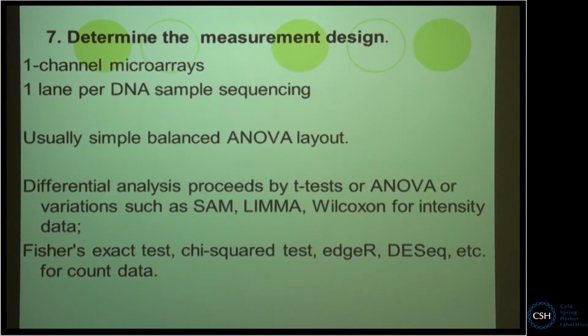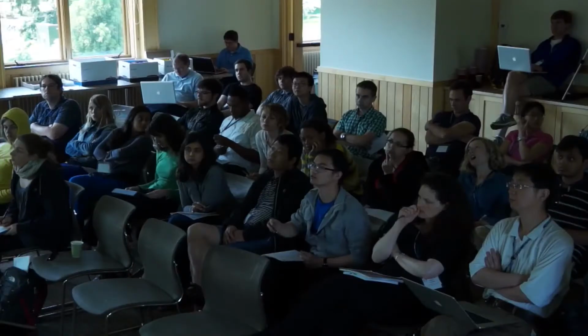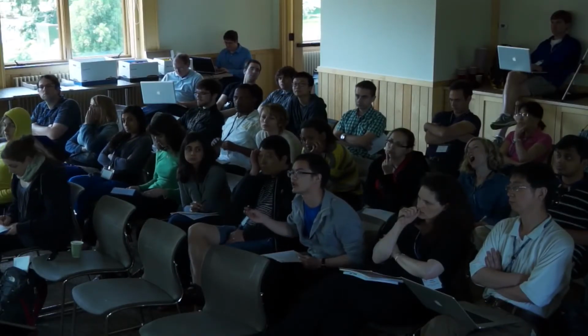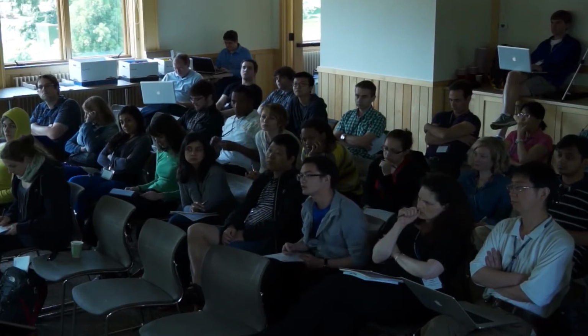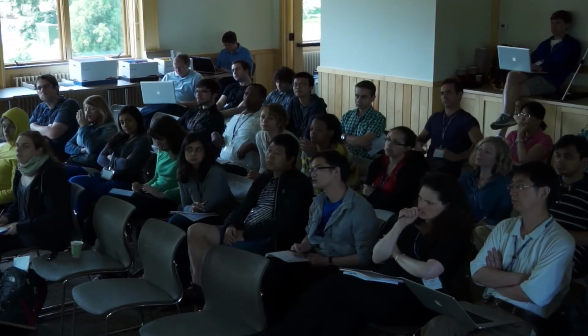Yes? Is there a saturation problem for high-throughput sequencing? Like you make too much depth of reads that you actually don't find things? Okay, so the question was, do you have saturation effects in sequencing experiments?